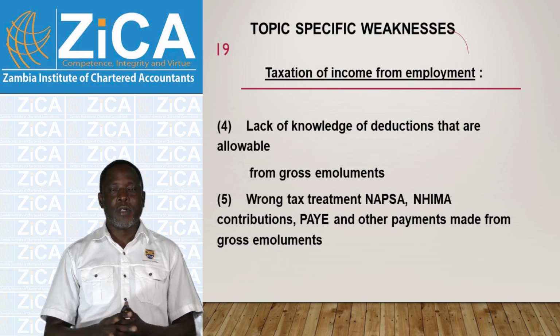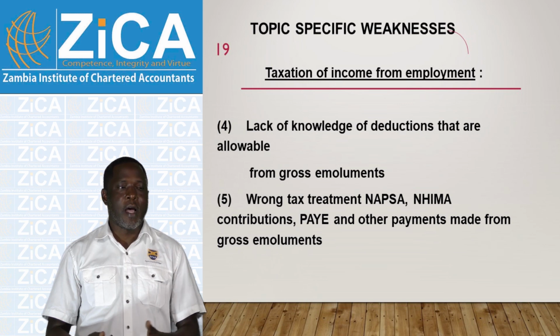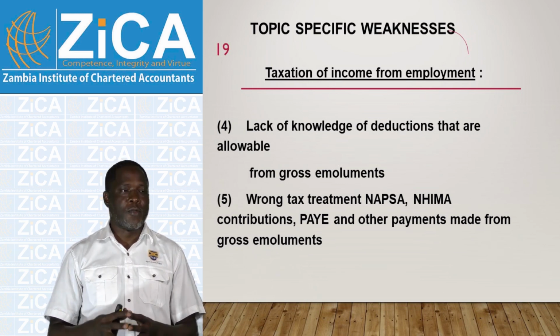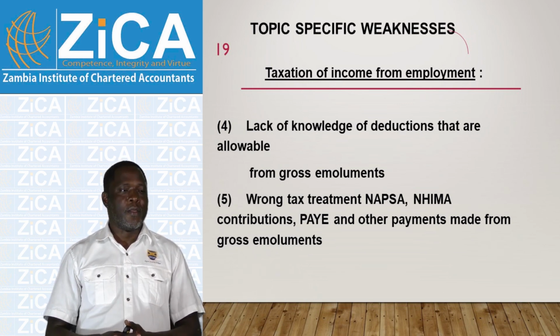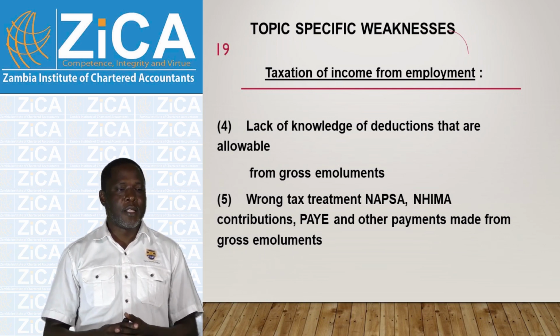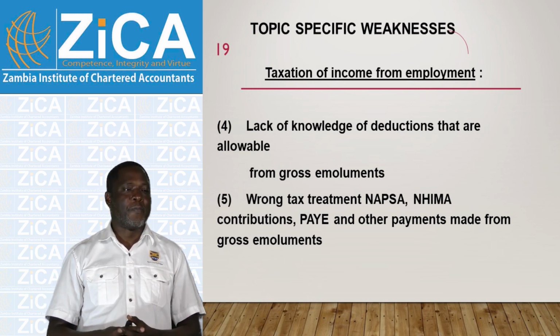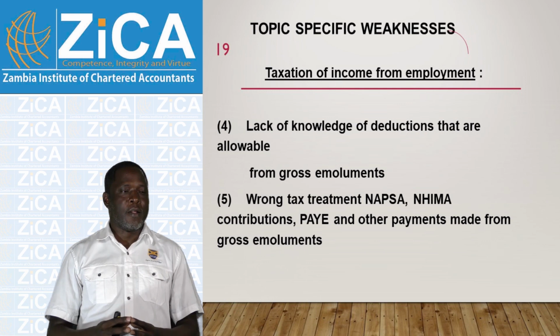Then you also need to know which payments made from emoluments from employment are allowable and which ones are not allowable. Then you also need to bear in mind that statutory payments such as NAPSA, NEMA are also not allowable.